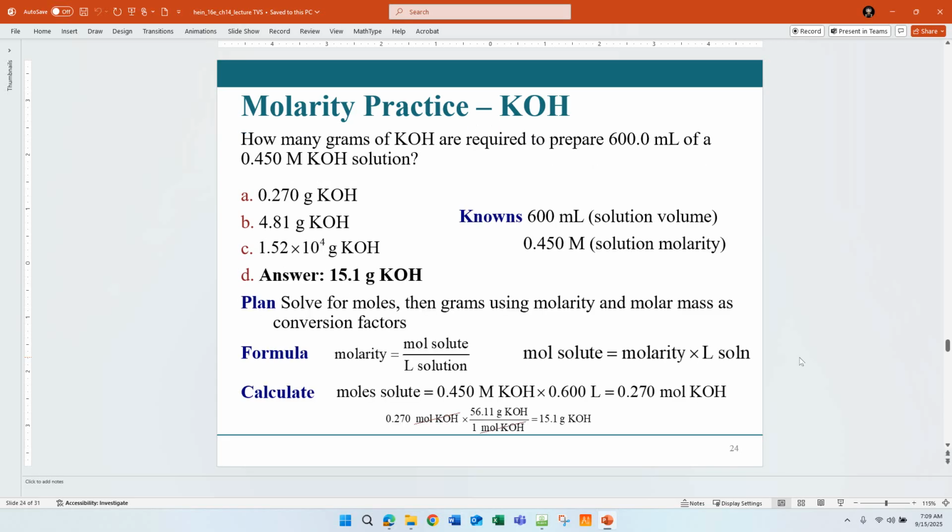All right, so if you worked that out and got answer D, you were correct. You know the solution volume, you know the solution molarity. Molarity is moles divided by liter. We have to rearrange this so that moles of solute is the molarity times the volume. So we take the molarity of 0.45 M times the volume, not milliliters, liters. Liters will cancel, leaving us moles, and then we convert the moles into grams by multiplying by the molar mass of potassium hydroxide.